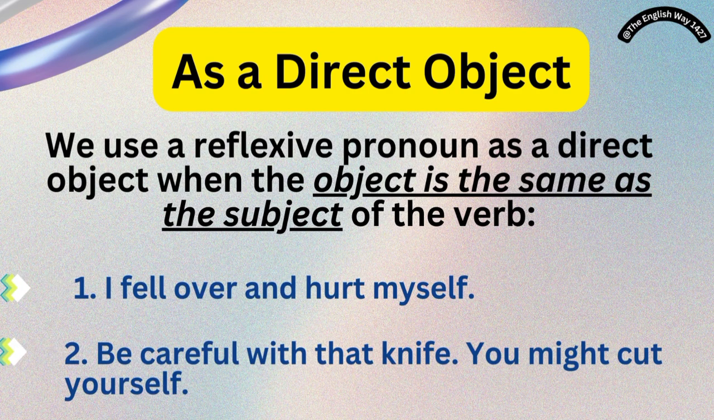Reflexive pronoun as a direct object. We use a reflexive pronoun as a direct object when the object is the same as the subject of the verb. We have two examples. 1. I fell over and hurt myself. In this example, the object and the subject of the verb are the same. 2. Be careful with that knife. You might cut yourself. In this example, the object and the subject of the verb are the same.